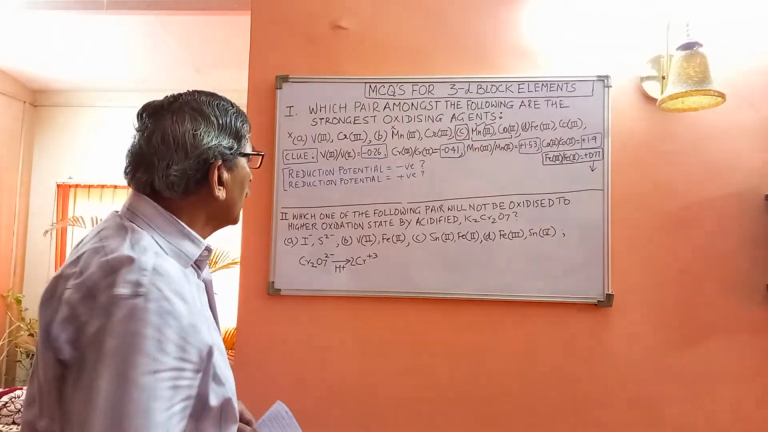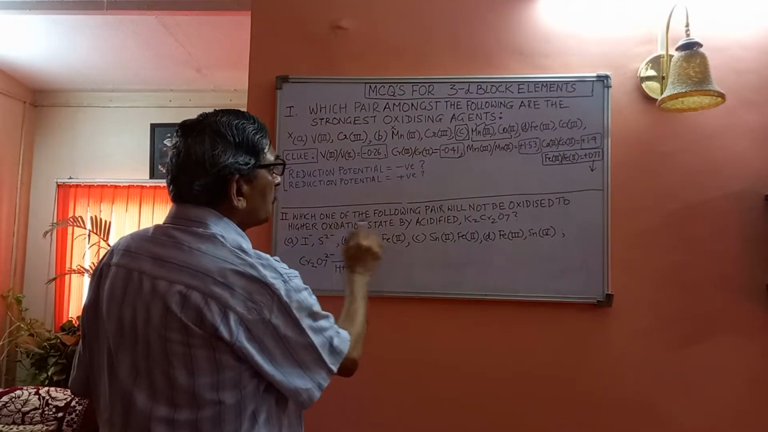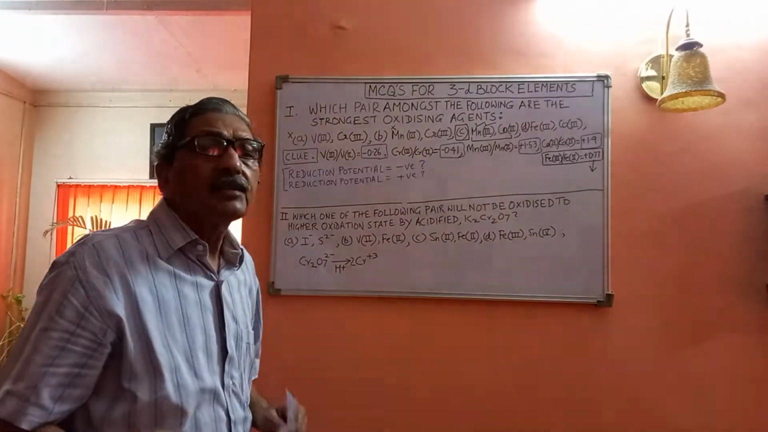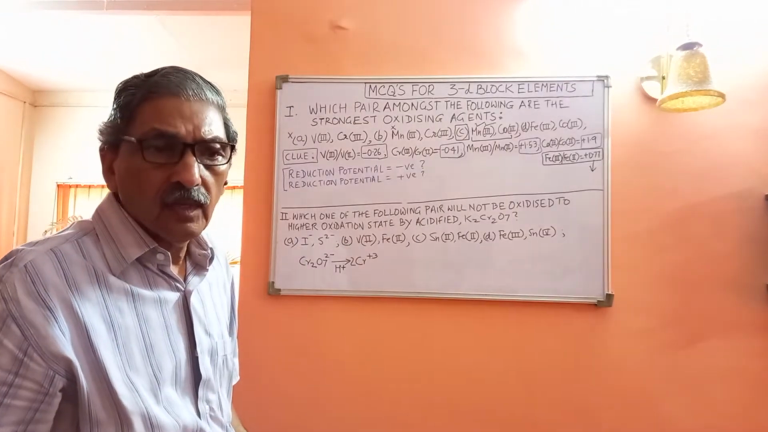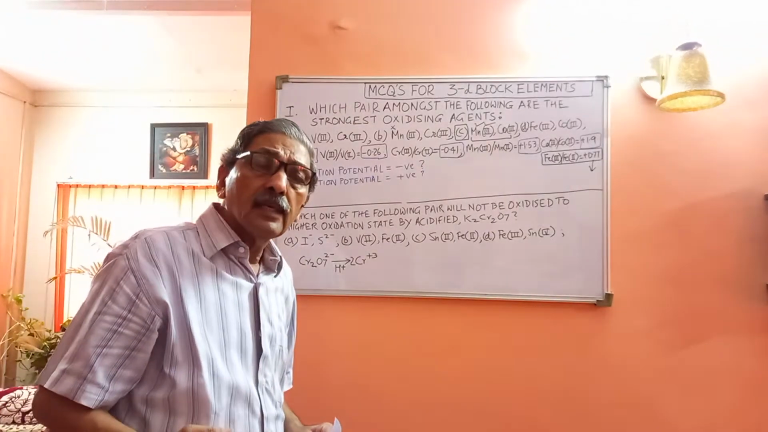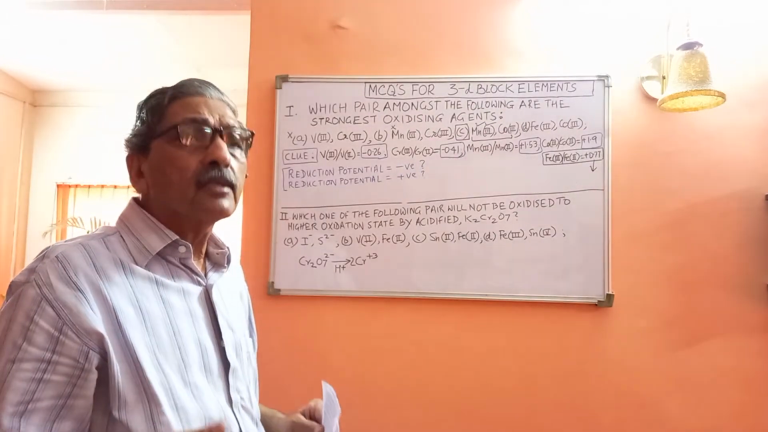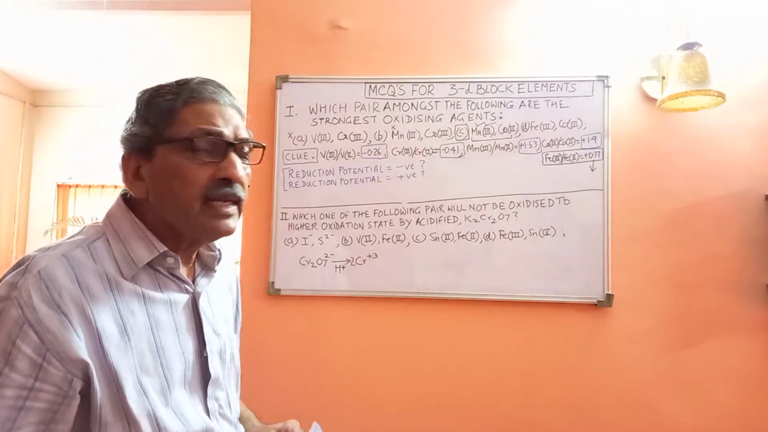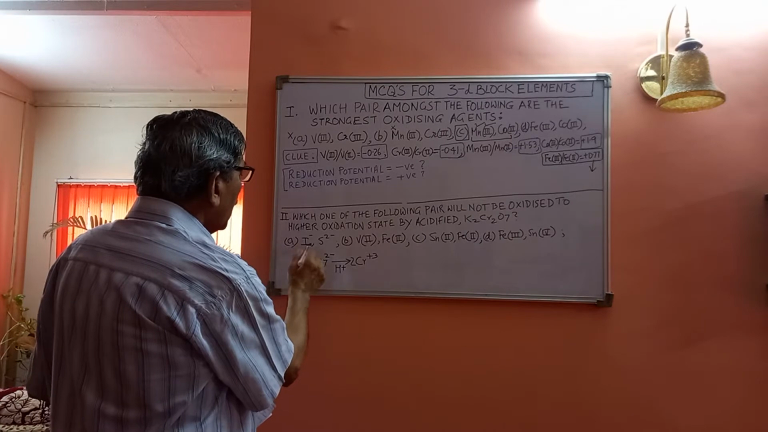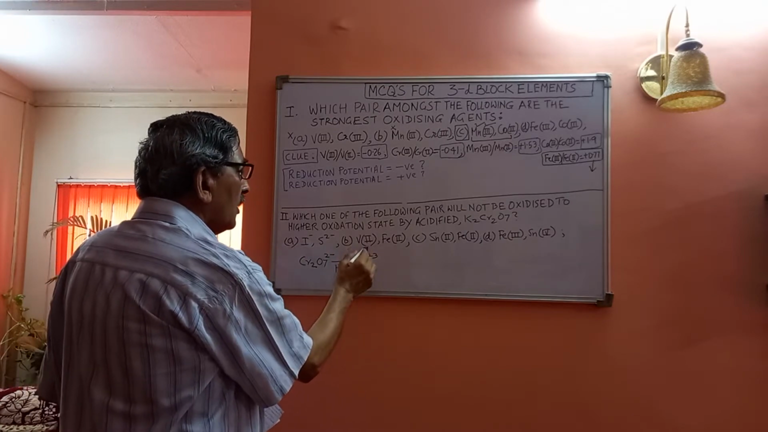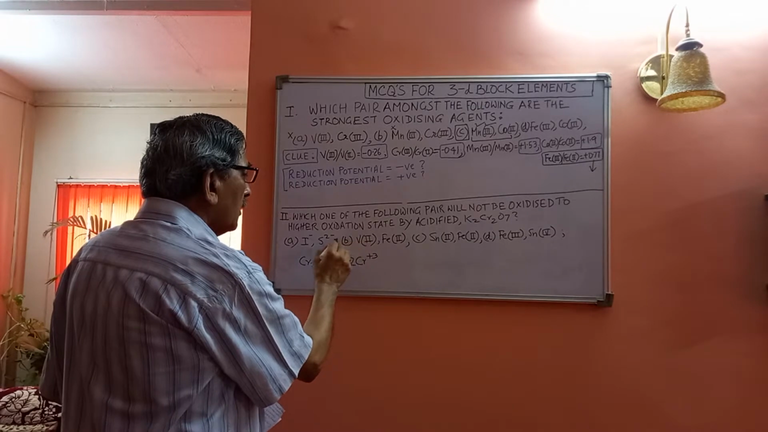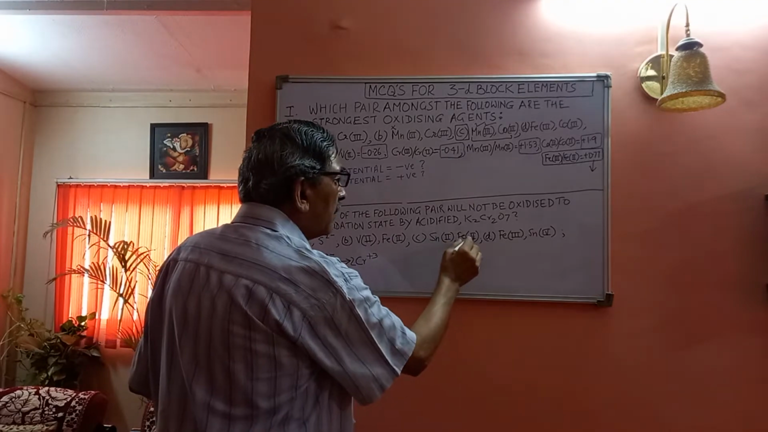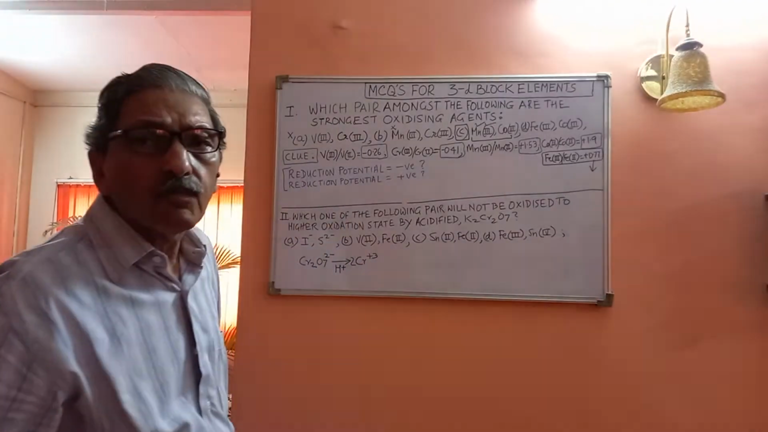Now let's take a second multiple choice question. The question asks: which one of the following pairs will not be oxidized to a higher oxidation state by acidified dichromate? Now you know very well, and you have read, that acidified dichromate solutions are oxidizing agents. In fact, it is a fairly powerful oxidizing agent. The choices are A, iodide and sulfide (S2 minus), B, vanadium 2 and iron 2, C, tin 2 and iron 2, D, iron 3 and tin 4.